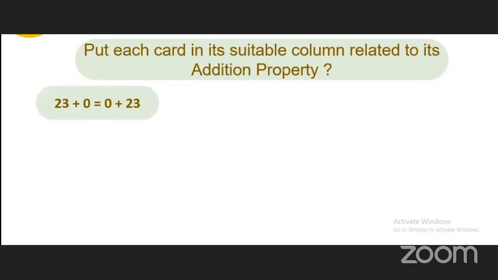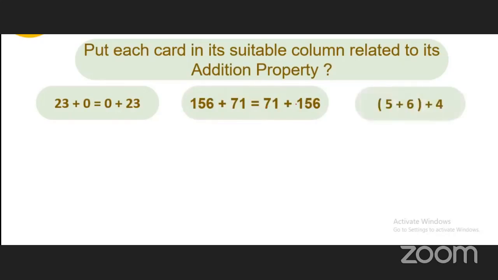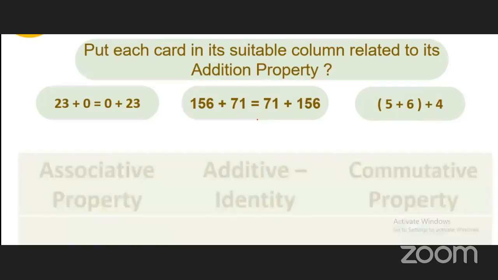This first card, what does the first card have? 23 plus 0 equals 0 plus 23. Second card, 156 plus 71 equals 71 plus 156. Third card has between brackets, or parentheses, 5 plus 6 plus 4. These are our cards to play with. And at this moment, he is asking which one of these relates to its suitable property of addition. Look at this table here.